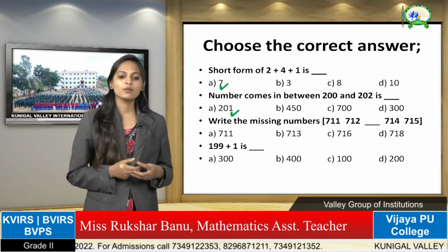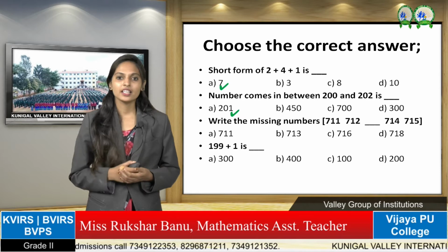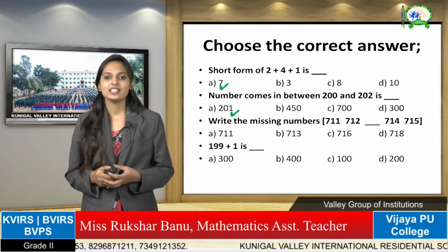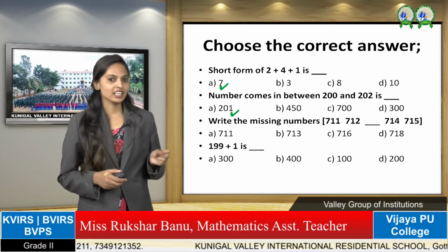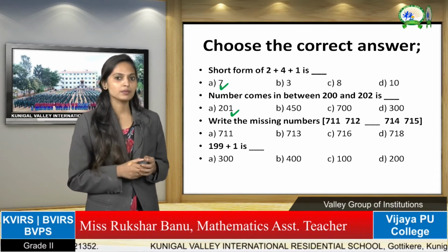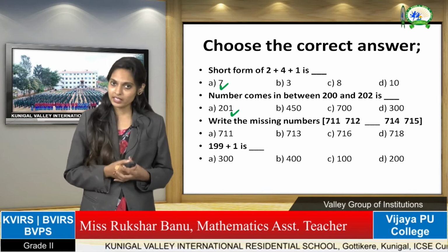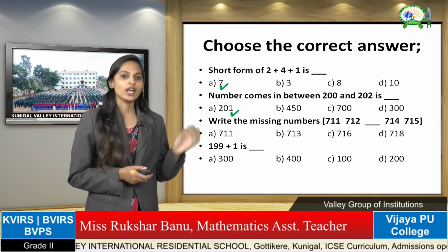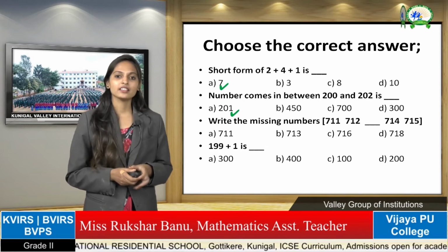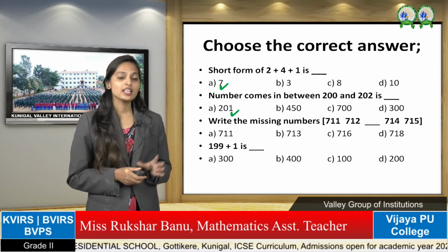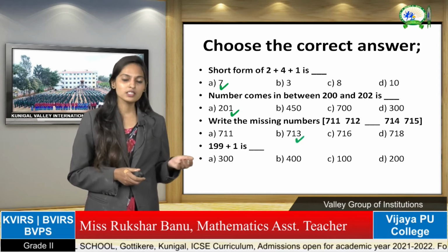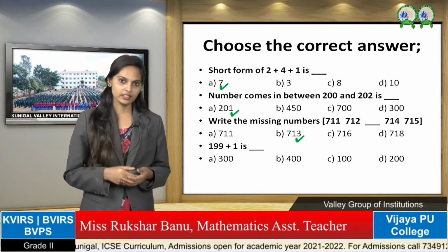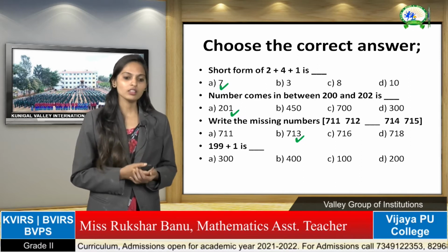Okay, next one is write the missing numbers: 711, 712, dash, 714 and 715. In this blank, in this bracket the number will be there. So you have to see which number is missing from the options and select it. Yes, after 712, which number comes? Yes, 713 will come. So 713 you have to write in the given answer.